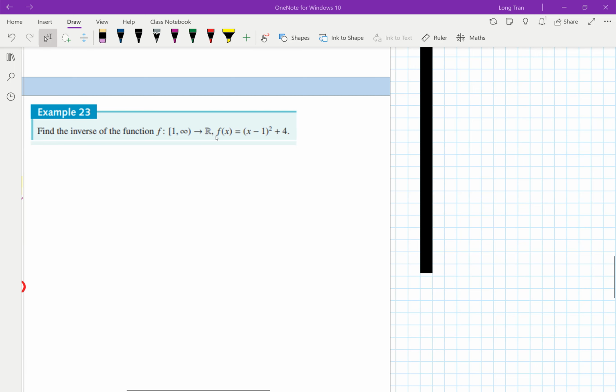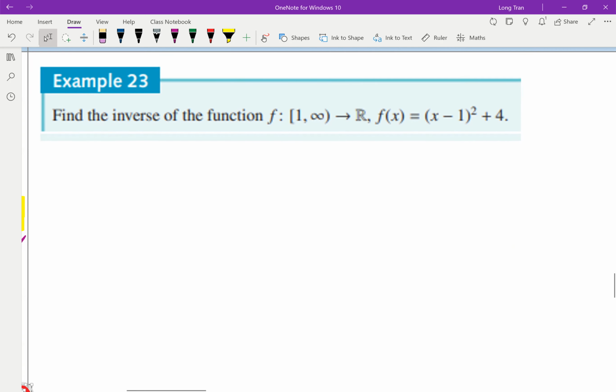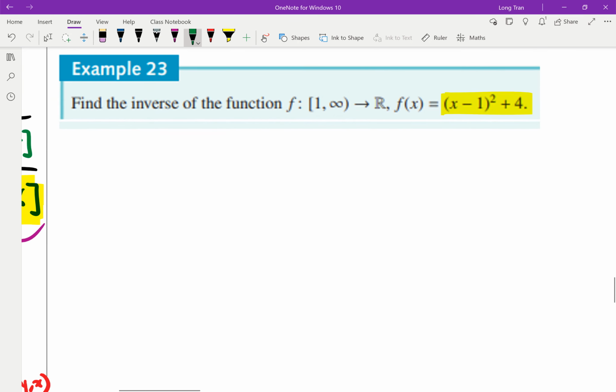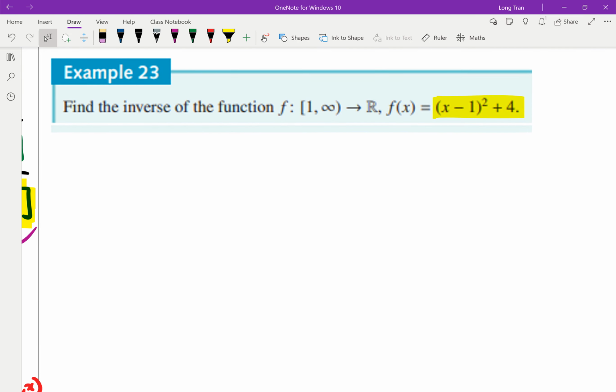Hey there, year 11s. We're now going to do example 23, where it says find the inverse of the function, with domain 1 to infinity, of the quadratic equation x minus 1 squared plus 4. Find the inverse function. If you're just finding the inverse function, you don't actually have to worry about the 1 to infinity, but technically in year 12, it does matter how you write your answer, which I haven't been describing, but in example 23, this is going to be important to know.